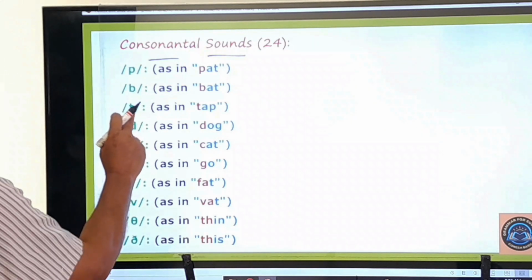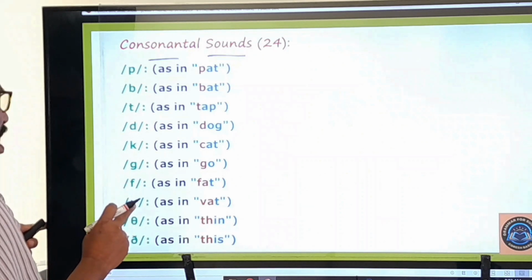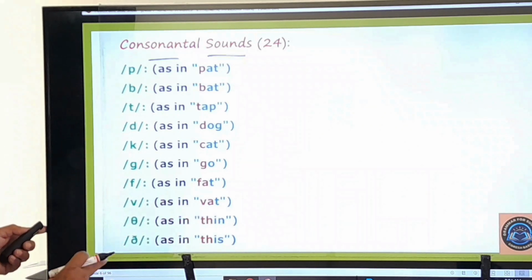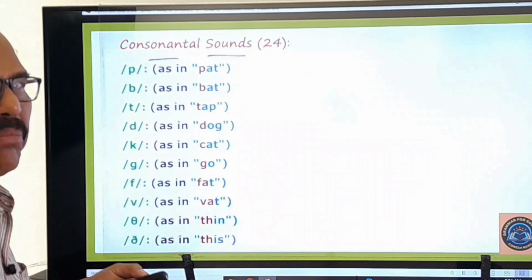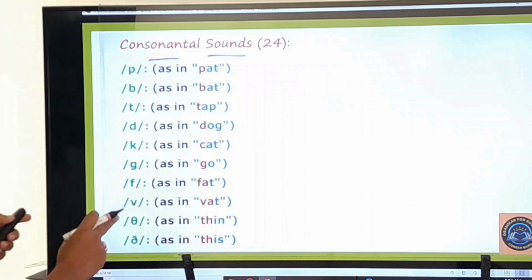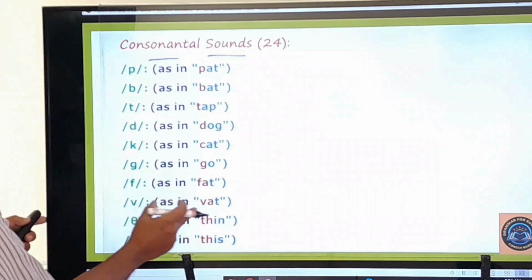Pa, ba, ta, da, ka, ga, fa, wa, as in van. You cannot say V sound. Don't say V. You just call it by its sound, okay? And don't say V. Instead of that, you say wa, as in van, okay?